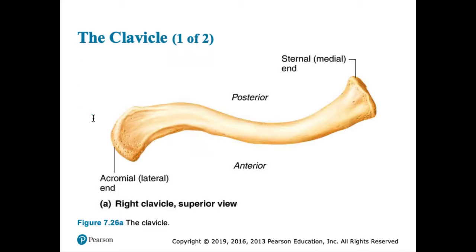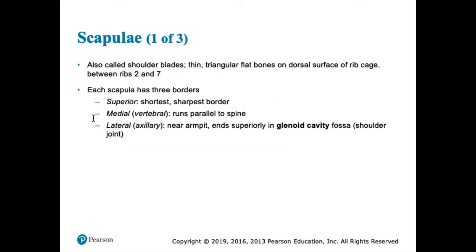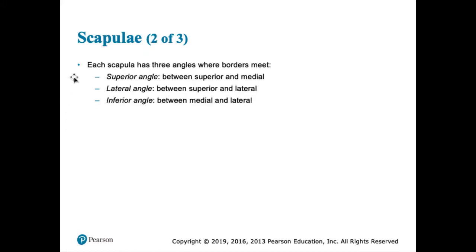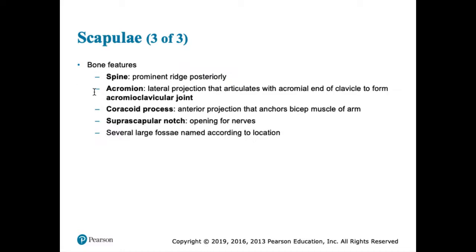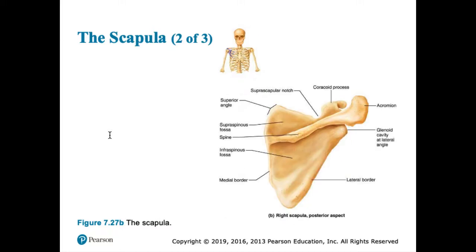Here's the clavicle, making sure you understand what that looks like and can identify them and label them. The scapulae, they're the shoulder blades, so the thin triangular flat bones. Each scapula has three borders, the superior, the medial, and lateral, so making sure that you understand those. Each scapula has three angles, the superior angle, lateral angle, and inferior angle. And the bone features of this: it has a spine, acromion, the coracoid process, and the suprascapular notch. So there's several large fossae that are named according to their location. So do make sure you understand the processes and markings on these as well.